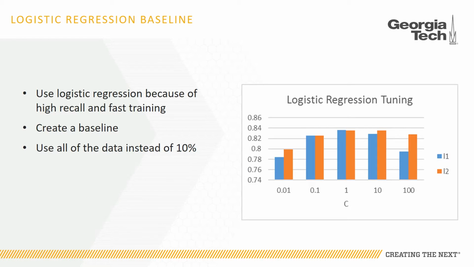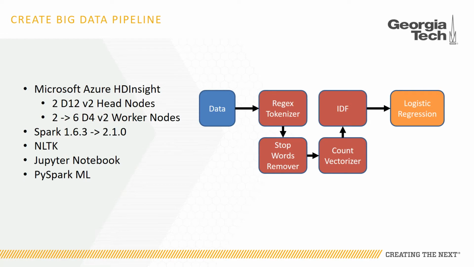Before we apply any updates to feature selection, we want to create a baseline by tuning logistic regression on the full dataset. The best parameter is when C is equal to 1 and using L1 regularization. Our big data pipeline was created in Microsoft Azure's HDInsight. The Spark cluster consists of 2 D12 version 2 head nodes at a minimum. The number of workers started at 2, then scaled to 6 to help meet some of our challenges like running LDA.